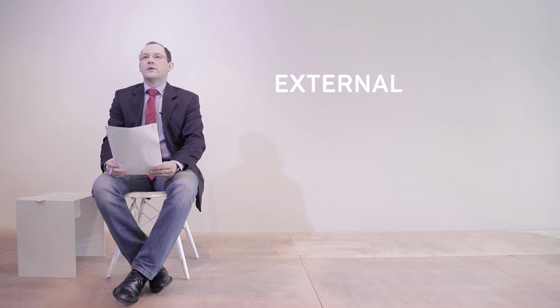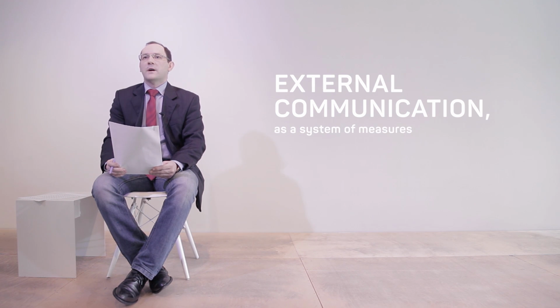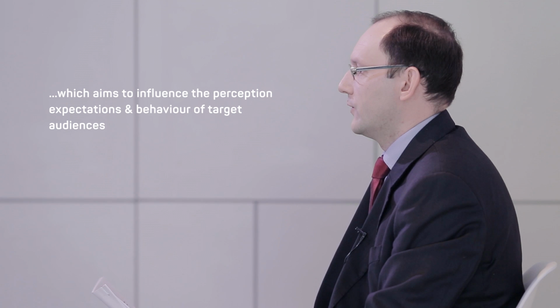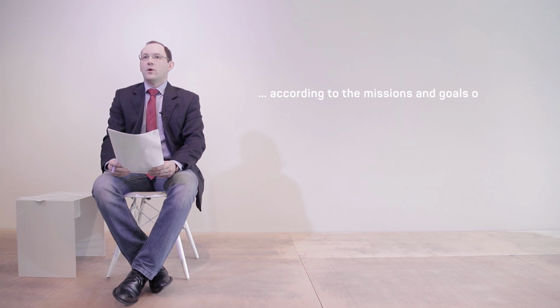There are a lot of theories and experts proposing different definitions. But I would suggest to stay on the following one. External communication is a system of measures for offering information, which aims to influence the perception, expectations, and behavior of target audiences, according to the mission and goals of your organization or project.